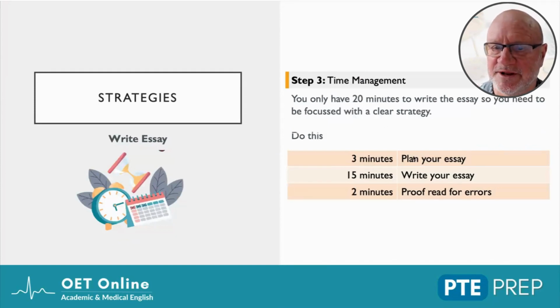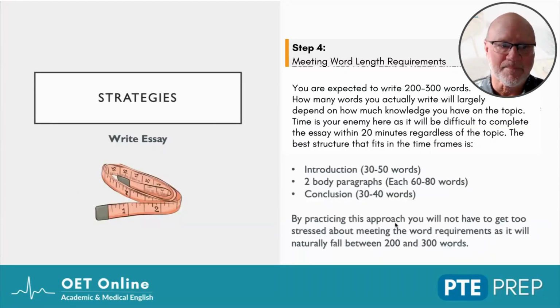So this is the timing. If you've got 20 minutes, aim for 3 minutes of planning, 15 minutes to write. Sounds a lot, but with practice, it's very achievable. So 15 minutes to write your essay and then 2 minutes to proofread for errors.